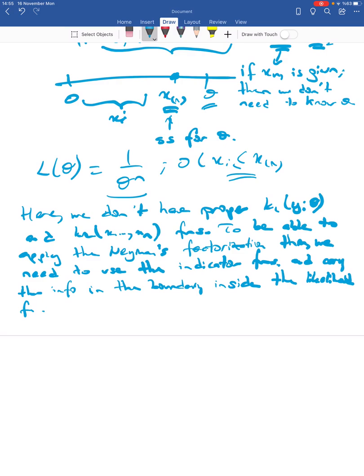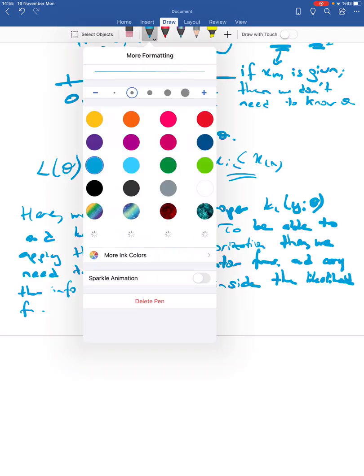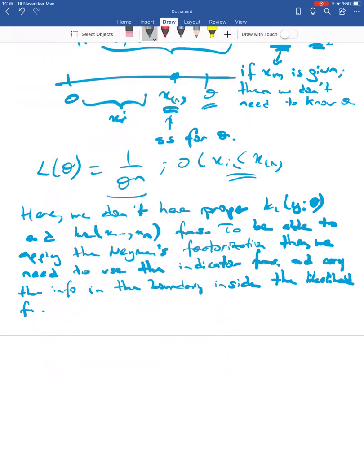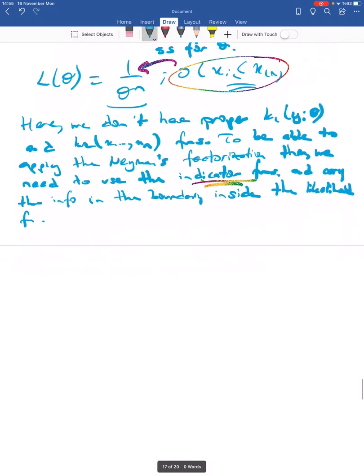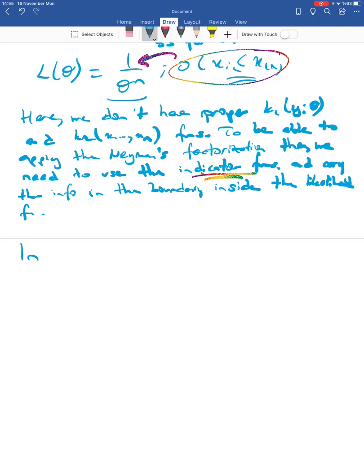Okay, so what we will do actually, use this inside of the likelihood function by using the indicator functions. Okay, so how can we do that? So let's see what an indicator function is first. Let me give you the definition. Indicator function.